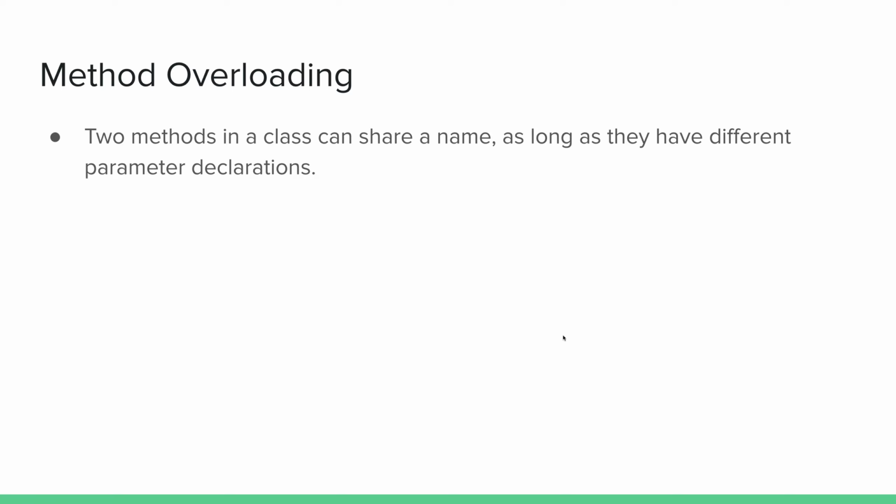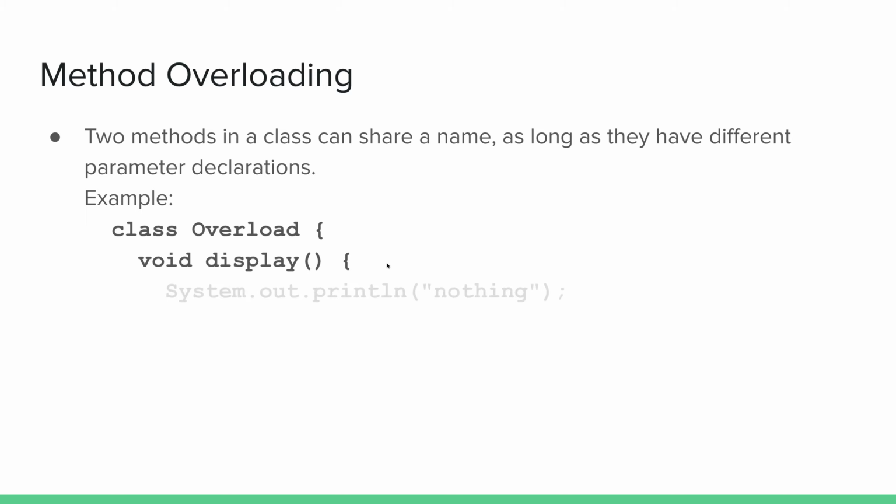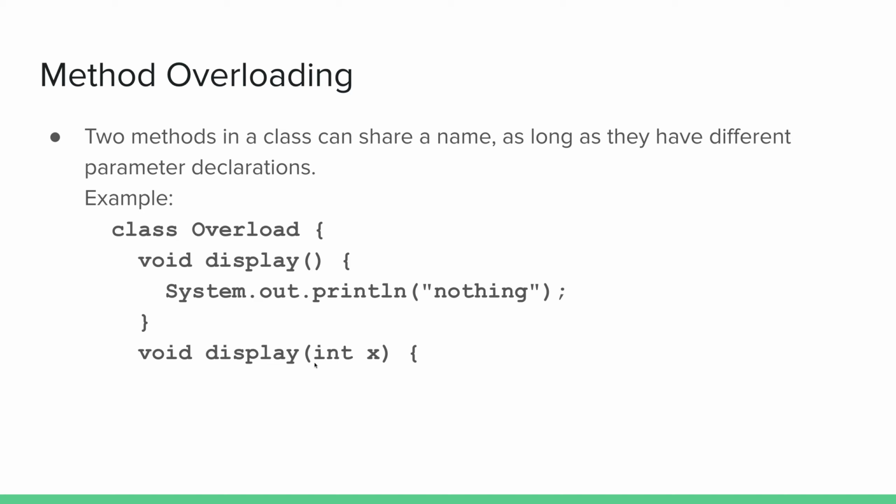So let's look at an example. We have a class called overload. In it, we have a method called display, which takes no parameters, and it displays nothing. We also have one more, same return type, same name, but a different parameter. It takes the integer x, and this time it prints x. All right, so this is what method overloading is. Let's see some examples.